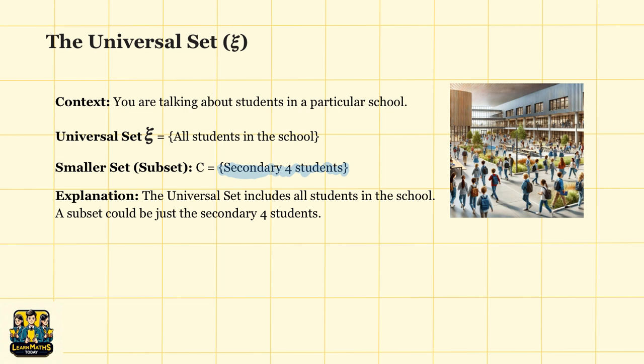which is a smaller group within the entire student population. In this example, the universal set represents the whole school, while the subset represents a specific group within the school. This is a practical way to show how we can use sets in our daily life. The universal set gives us a context, in this case, all students in the school, and subsets help us to focus on a particular group or category within the same context.